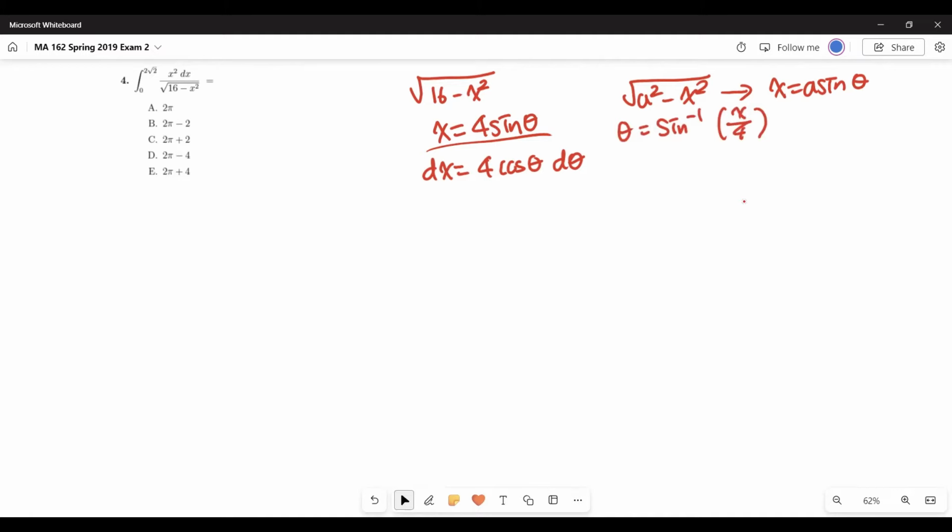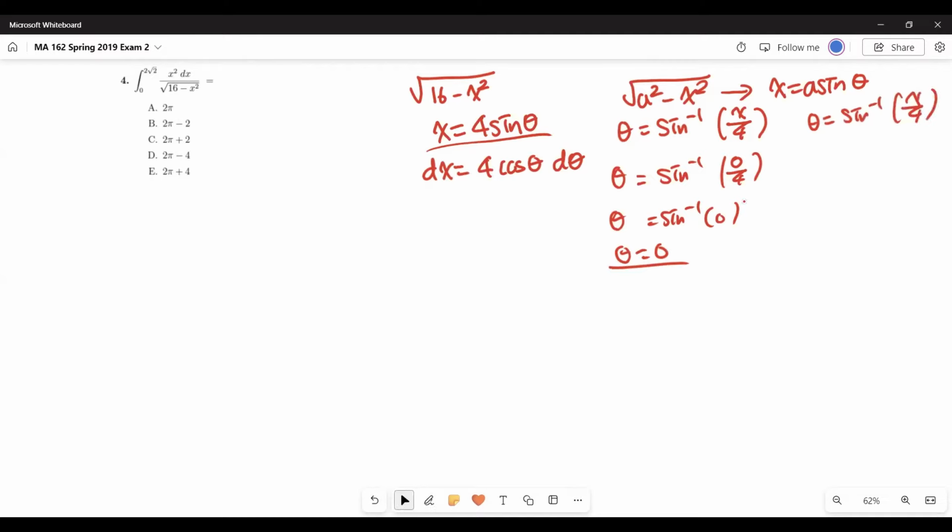Okay, and then let's plug in the values. Sine inverse of 0 over 4 is sine inverse 0. Theta is just 0, so we have the lower bound. And theta equals sine inverse of x over 4. Plug it in: sine inverse of 2 square root of 2 over 4, which is sine inverse of square root of 2 over 2. This is pi over 4. So we have the upper bound as well. I'm just going to write theta on the equations, and we have all those values.